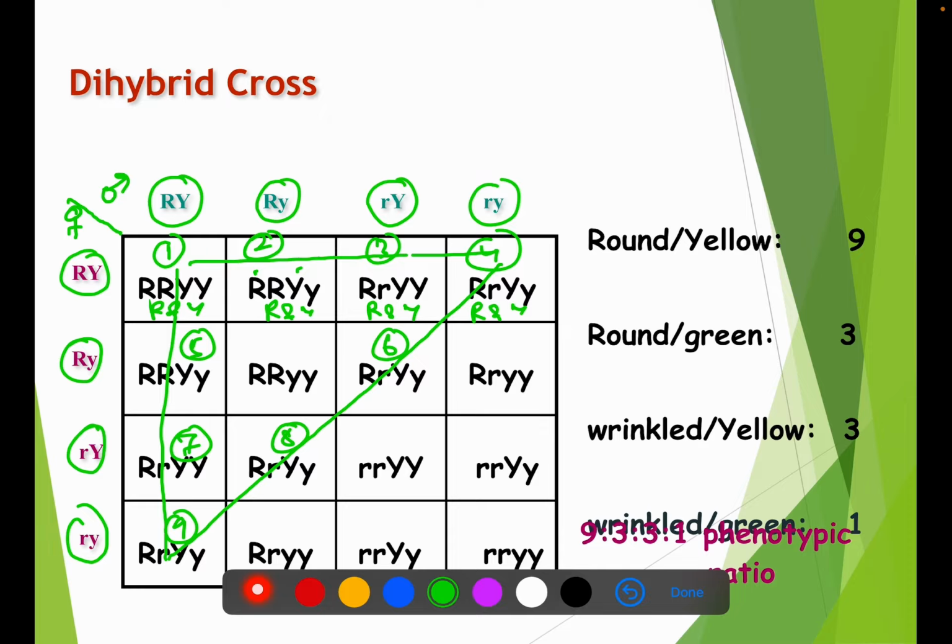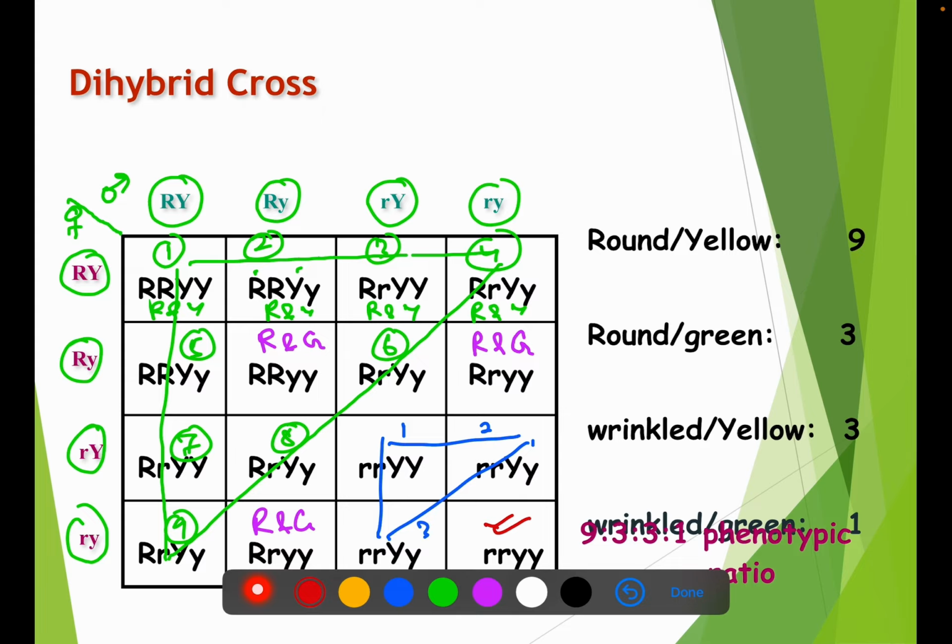Now for this part you check what is it. This is round and green. This is round and green, and one more you will get round and green. Yes, and the last here we can make a triangle. What are these? This is wrinkled and yellow. Wrinkled and yellow. How many will we get? 3. And then this one is your, what do you call, wrinkled and green.